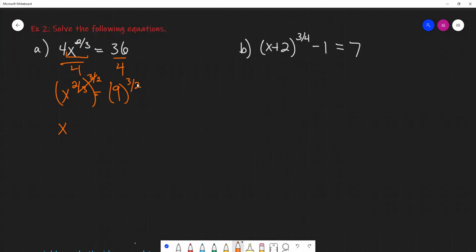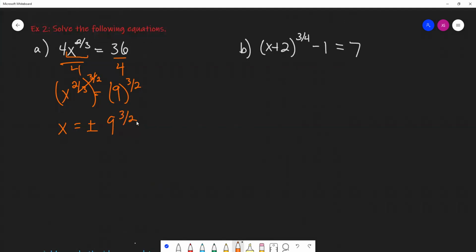And then I have 9 to the 3/2. Keep in mind that the half tells us the index of the radical if I were to rewrite this in radical notation. So this right here is a square root, technically. And when I square root both sides, or do an even root on both sides, I need plus minus, right? So it's going to be plus minus 9 to the 3/2.